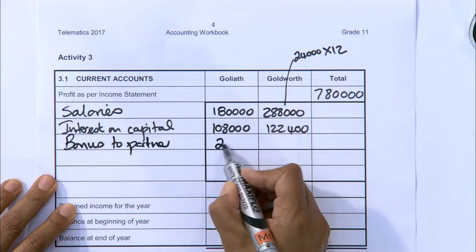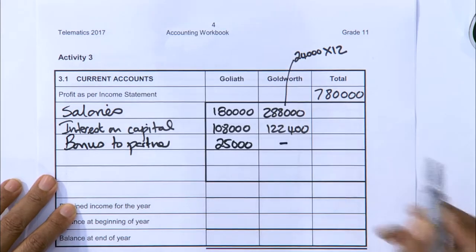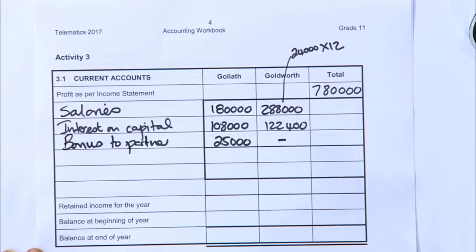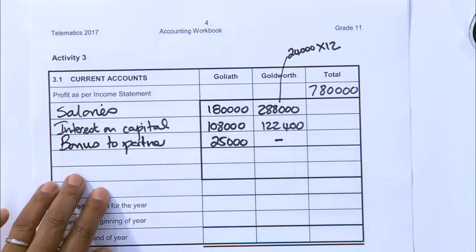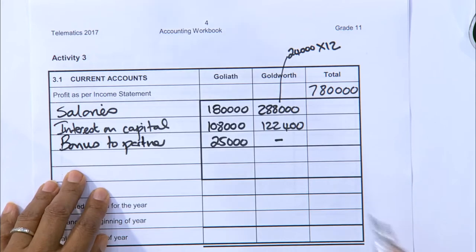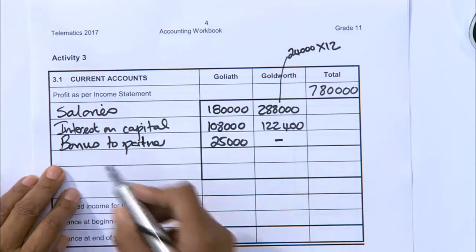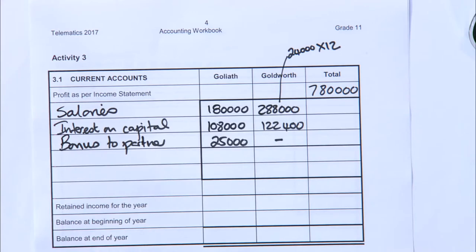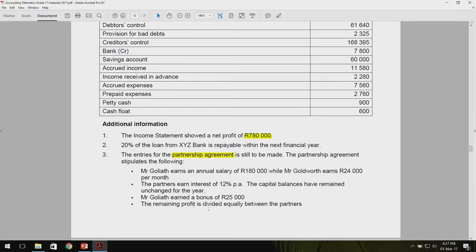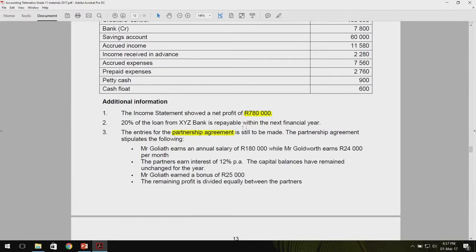And Goliath earns 25,000 rand as a bonus, and Goldworth does not get a bonus according to the information. And the last line item I'm going to put in is I'm going to work out my final share of the profits. But let's just talk about that quickly. So, the partnership, the business earns 780,000 in net profit. The net profit of 780 is divided amongst the partners because there's two partners.